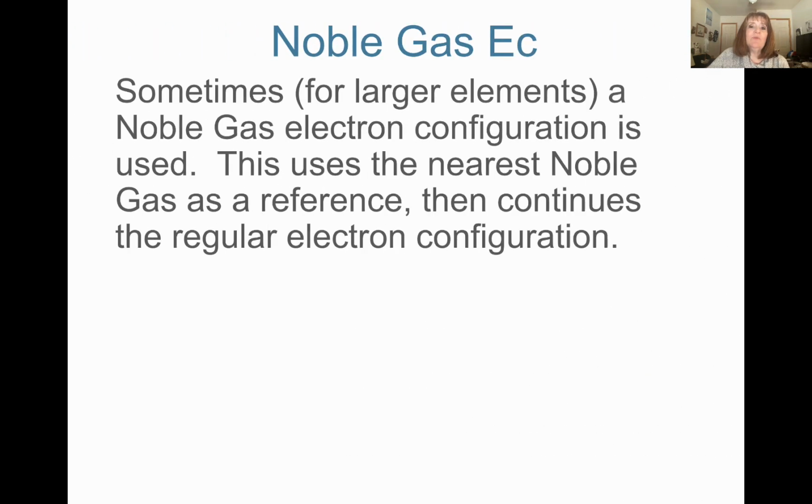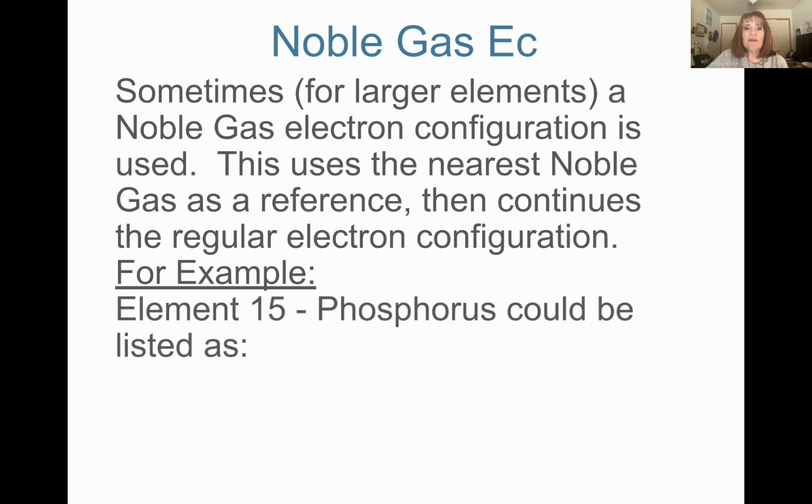We also have noble gas electron configuration. Sometimes, especially for larger elements, a noble gas electron configuration is used. This is where you use the closest noble gas as a reference and then continue the regular electron configuration. For example, element number 15, that is phosphorus, could be listed as neon, Ne, 3s2, 3p3.